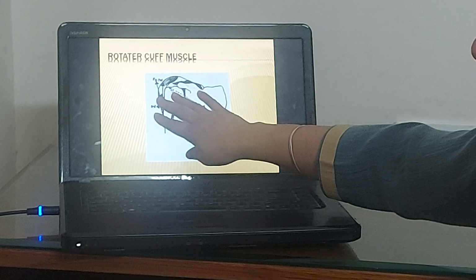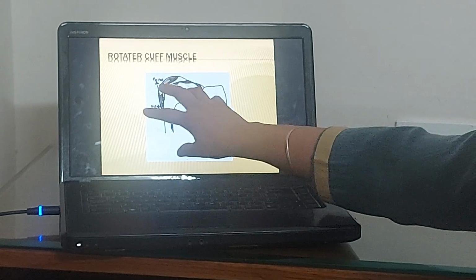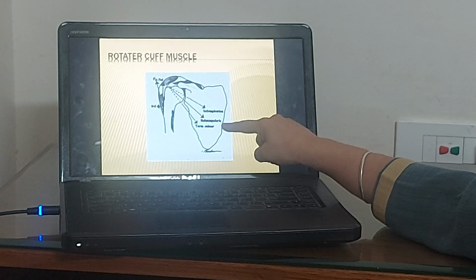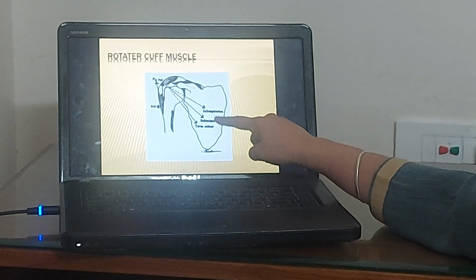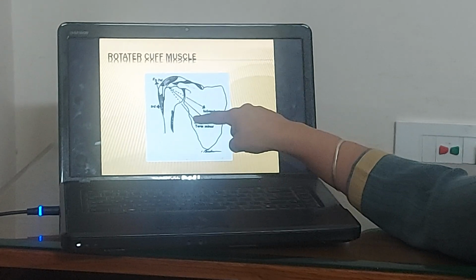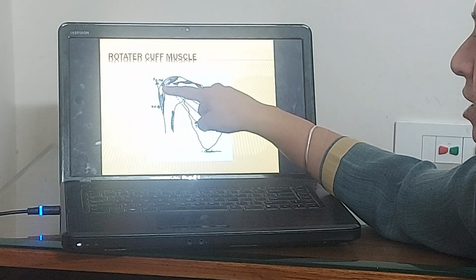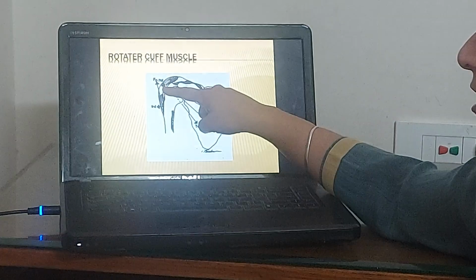Now, to counteract the action of the deltoid, the rotator cuff muscles come into play. Can you see infraspinatus, subscapularis and teres minor muscles? Their action lines are shown over here. Now if you see, the other action line is downwards, which offsets the translatory function.